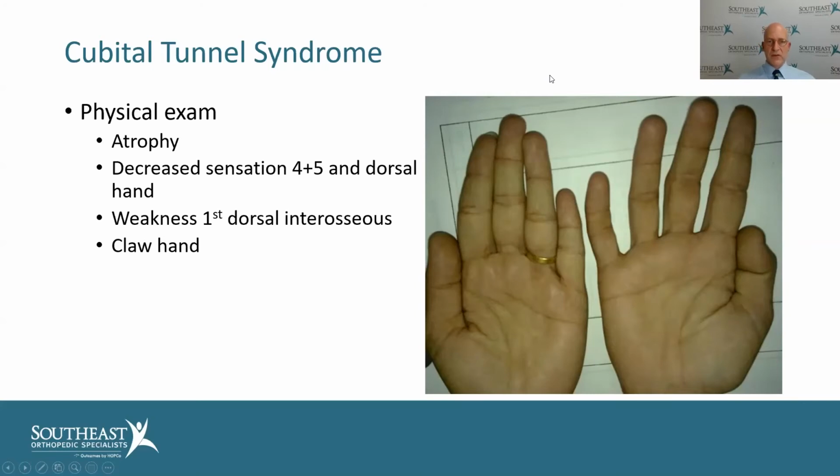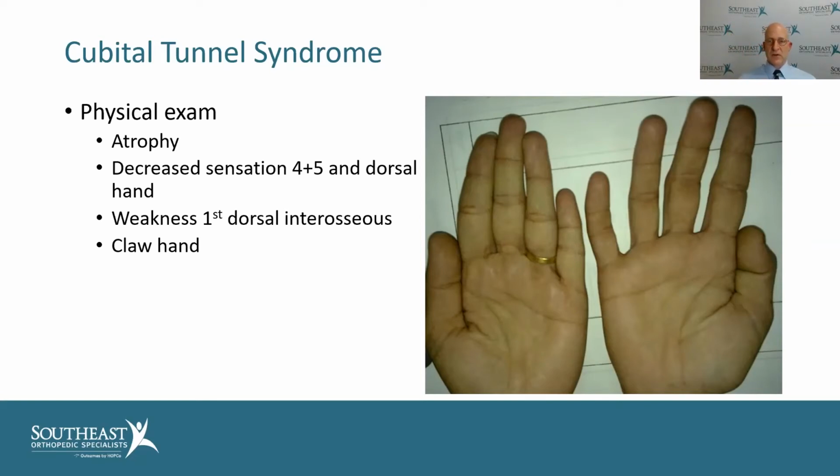On physical exam, lots of things can happen with cubital tunnel syndrome. Again, that ulnar nerve actually is quite important for the function of our hands. So it can give us decreased sensation to 4 and 5, that would be the pinky and the ring finger, and to the back of the hand on the pinky side. So that would be this side of the hand.